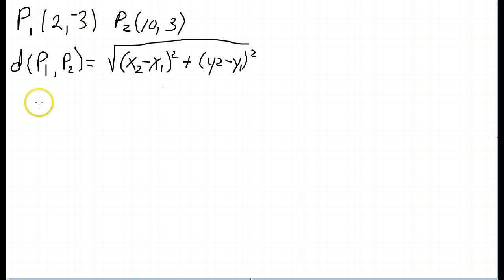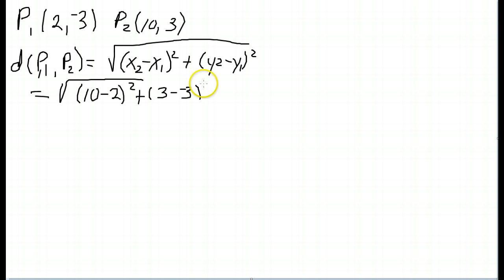All right, now we're just going to plug in our points. So we have equals the square root of (10 minus 2) squared plus (3 minus -3) squared. 10 minus 2 is 8. 3 minus -3, the double negative becomes a plus, positive. So we have 6 squared.